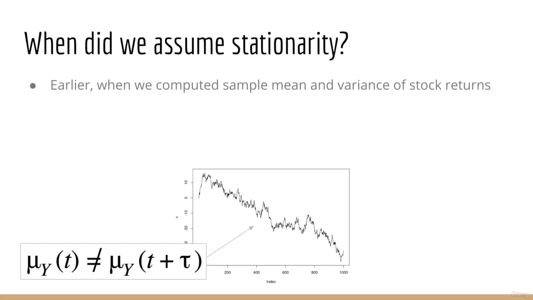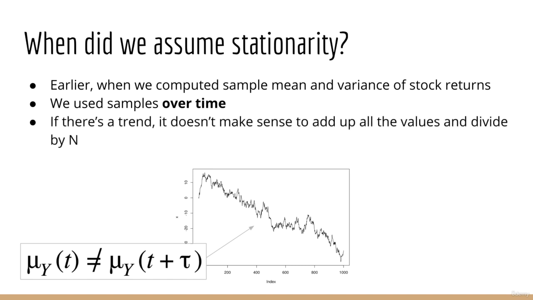You may recall that, earlier in the course, we assumed that stock returns were stationary. Recall that when we were calculating things like the mean and variance of our stock returns, we used data from the time series of stock returns to calculate the sample mean and sample variance. Using our definition of stationarity, now we know that this is possible only if the time series is stationary. If, for example, there was a trend, then trying to calculate the mean by adding up all the values and dividing by n would not make any sense. This would imply that mu at time t is not equal to mu at time t plus tau for all tau, violating stationarity. So understanding stationarity not only helps us do what we are doing now with the ARMA, but it also helps us understand better what we were doing before.